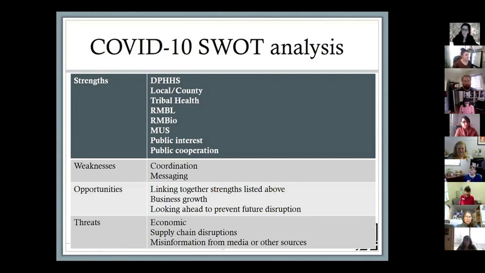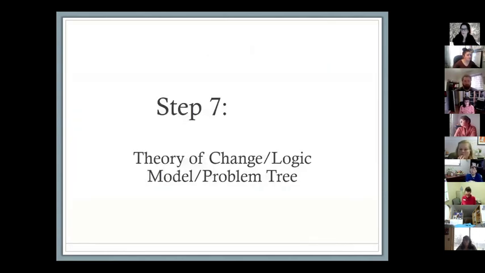And then the threats analysis probably doesn't need to be overstated here because everybody's familiar. But clearly economic ones, funding, supply chain disruptions, and misinformation or disinformation. This brings me to step 7, which is the theory of change step, or logic model, or problem tree. Well, these are really parts of the development of the theory of change or logic model.